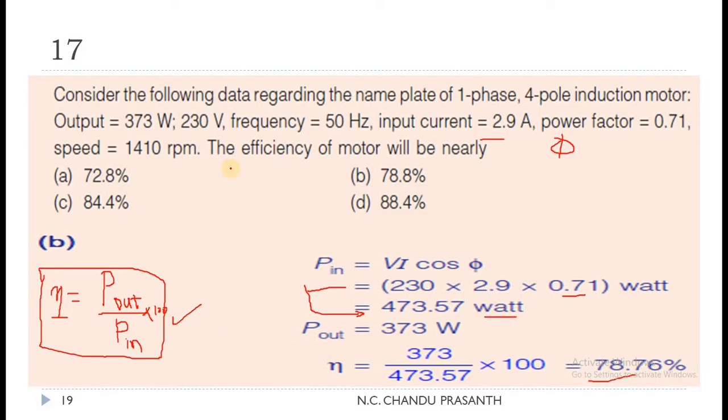P out they have already mentioned in the problem itself, 373. Efficiency formula: P out by P in into 100. We can get 78.76% as the efficiency of the induction motor. 78.76, so approximately 78.8%.